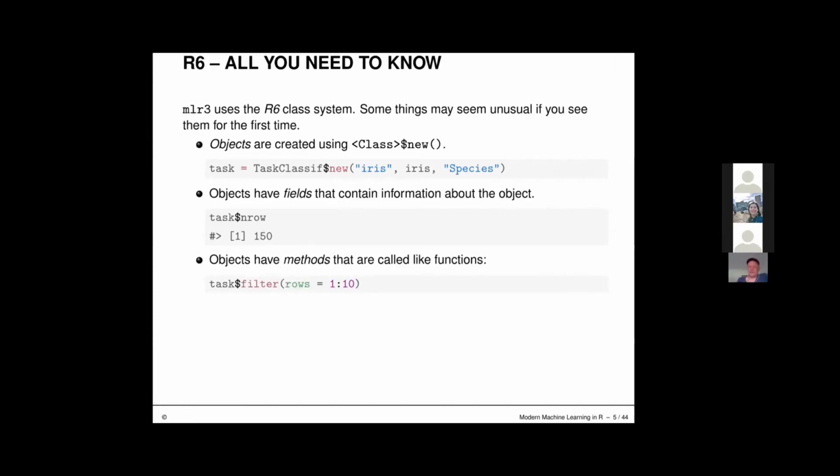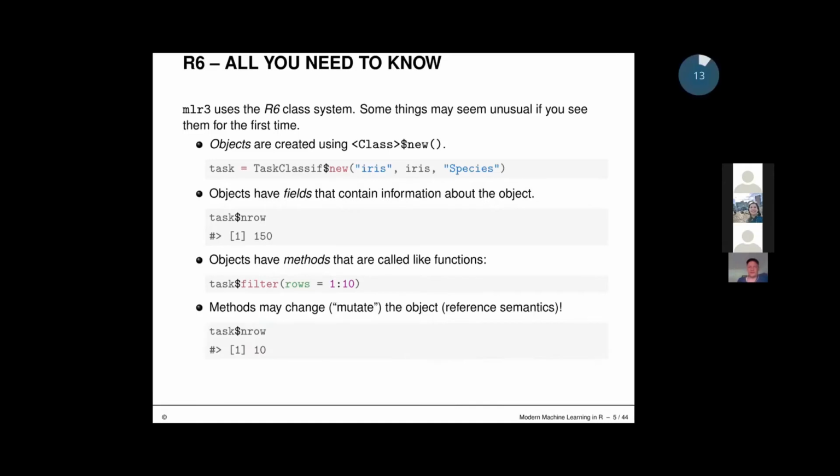Objects may also have methods. So it's not just like a list. There can also be functions in there. So the task object also has a filter method. And you can say, hey, filter the task so that only the first 10 rows are kept, right? And everything else is discarded. And what's special about an R6 object is that if you do this operation here, you mutate the object in place. So this is something you might know from environments in R. This is also called reference semantics in other languages. So after calling the filter method here, you don't have to assign this to the object task again.